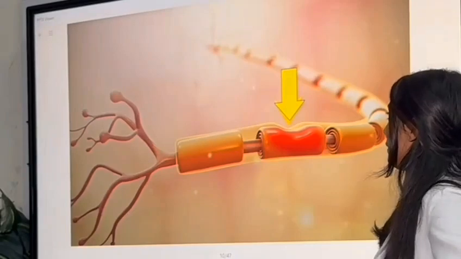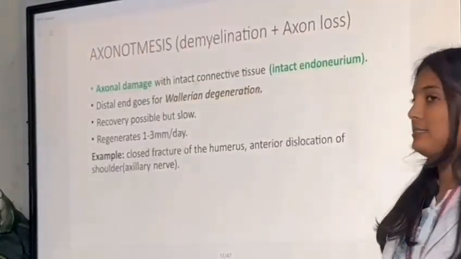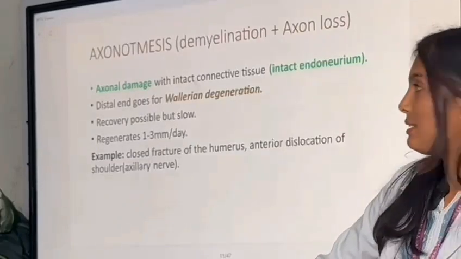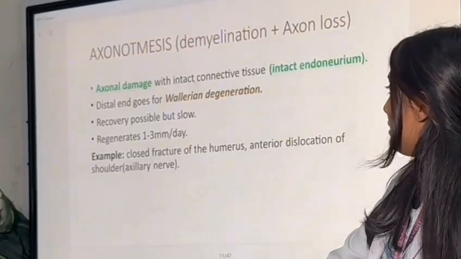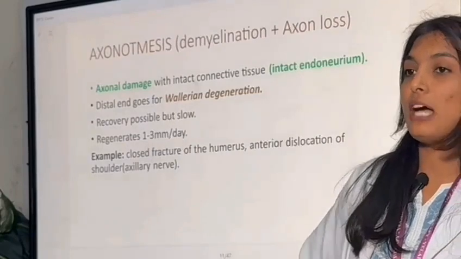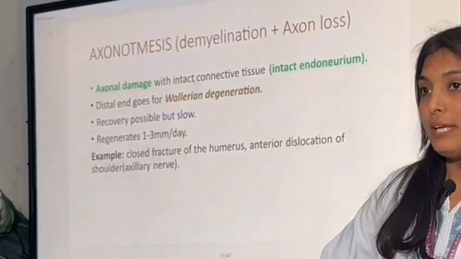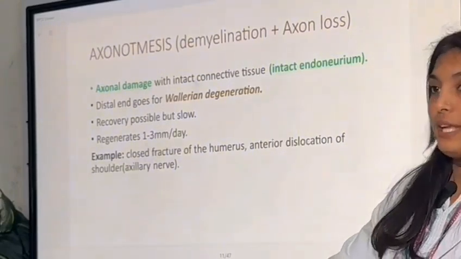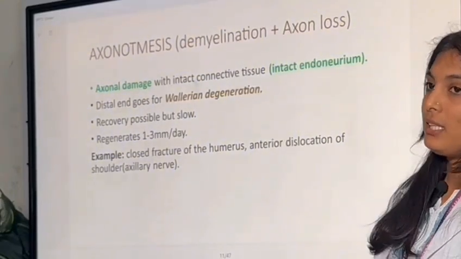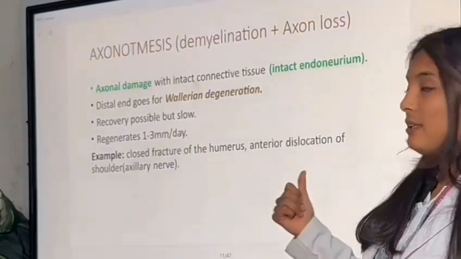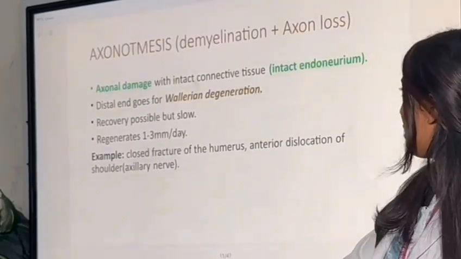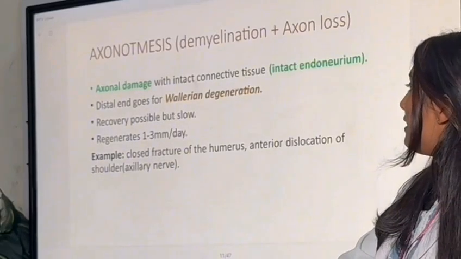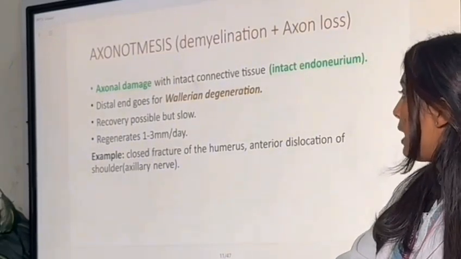The second grade is axonotmesis, that is there is demyelination plus axonal loss. The distal end, which is away from the cell body, goes for Wallerian degeneration. Recovery is possible, but it is very slow here, because there is axonal damage. But the endoneurium is intact here. It regenerates 1 to 3 mm per day.